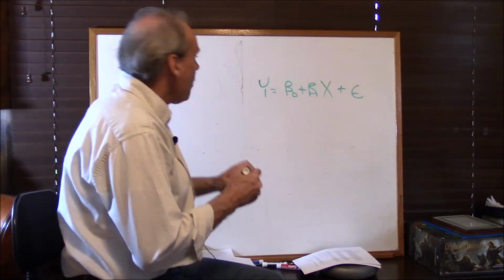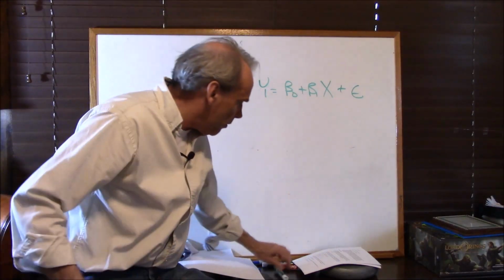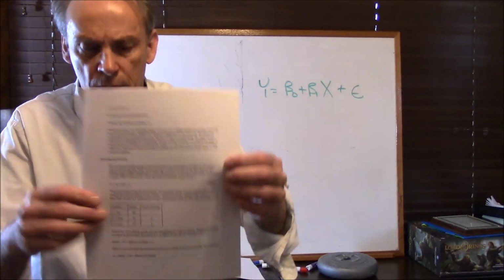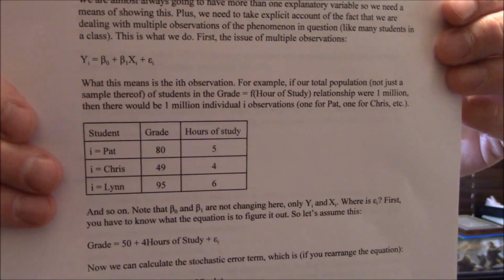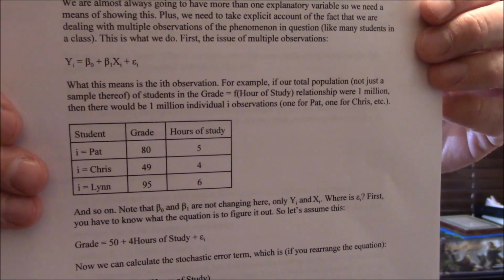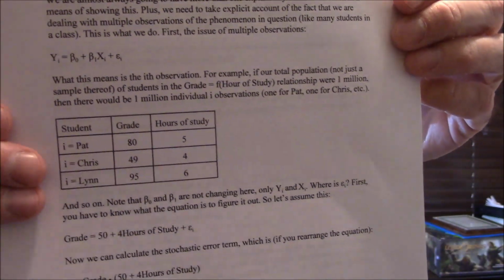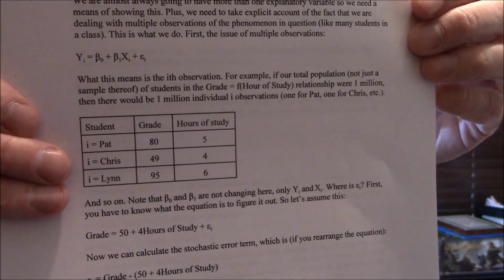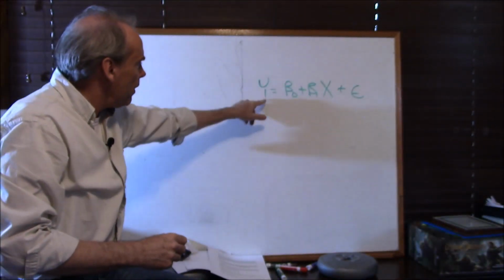Let me do this first. Here's a little example I put together, just a very short and simple one. Let's say you've got 3 students, Pat, Chris, and Lynn, and you're going to run your regression. That's not a lot of data. For Pat, the grade was 80 and the hours of study was 5. For Chris, the grade was 49 and the hours of study was 4. And for Lynn, the grade was 95 and the hours of study was 6. Well, that means there's more than one of these, right?